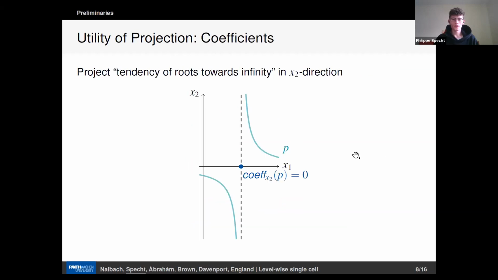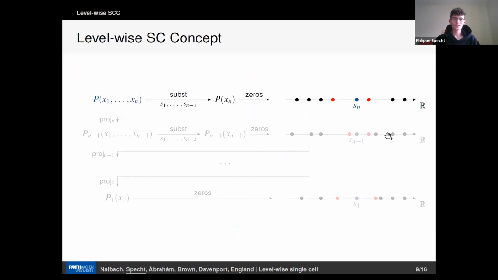And last of all, we have the coefficients, which have roots where the roots of polynomials tend towards infinity, because at this point, the order of roots does also change. Okay, with that out of the way, we can actually look into the concept of level-wise single-cell construction.